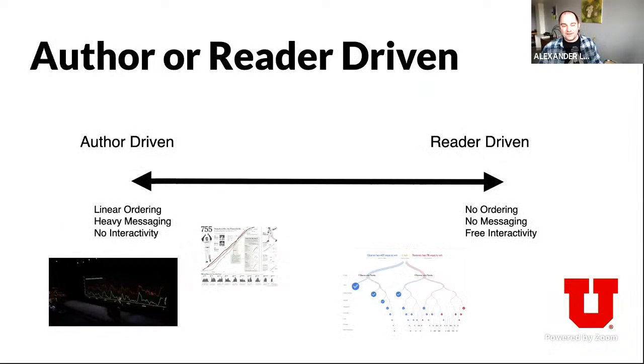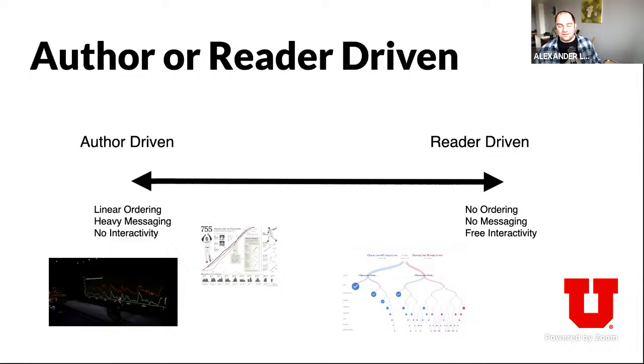And so they are very different in terms of, the main difference is similar to interaction, right? Is it author or reader driven? Author driven are those where the person that creates the story gives you a linear order and has some heavy messaging. So a video is clearly the most author driven and the most linear, because you can't really skip ahead easily or navigate this more arbitrarily. And typically these author-driven stories have no or very limited interactivity.